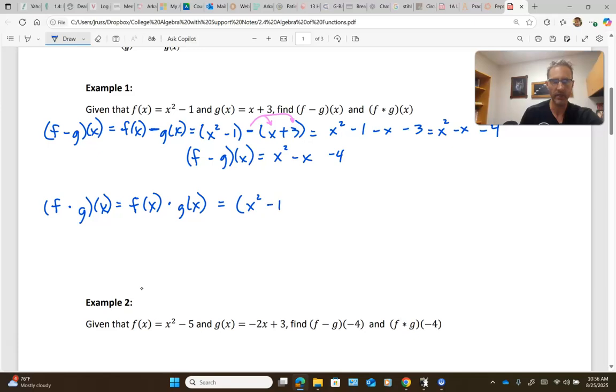that quadratic again, x squared minus 1 times, and you can put a multiplication symbol here if you need to, but you don't have to, remember? And then g of x is that linear, x plus 3. Okay, so we're multiplying these two functions. And to multiply these, guys, you have to remember how to multiply two polynomials together.